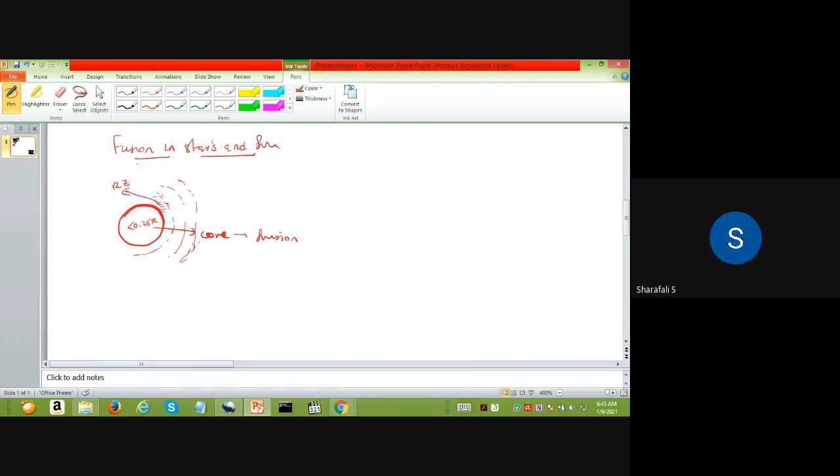Then the second one is the convective zone. And then after that we have the photosphere. You can refer to any associated figures. Then we have the corona. So all those things happen.